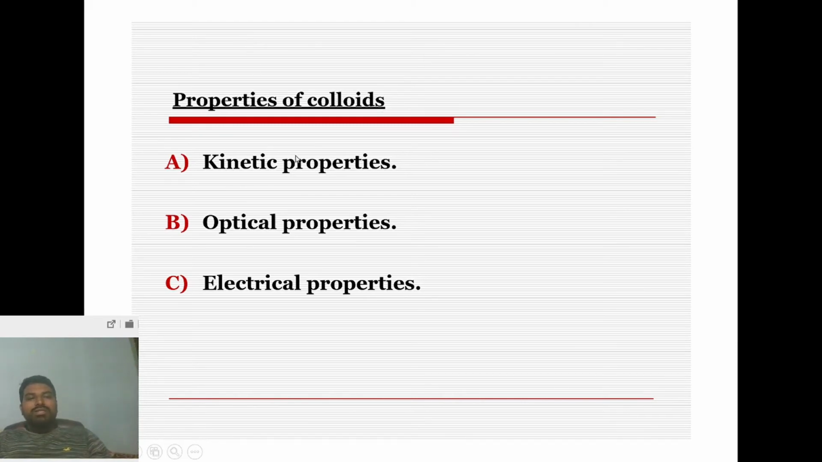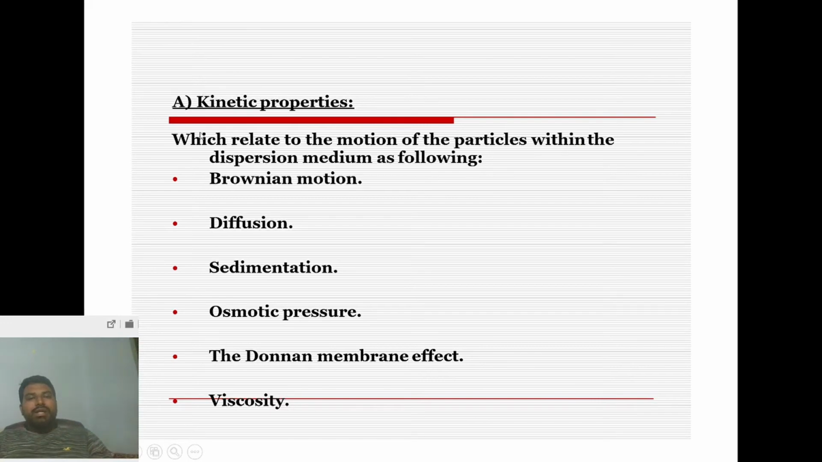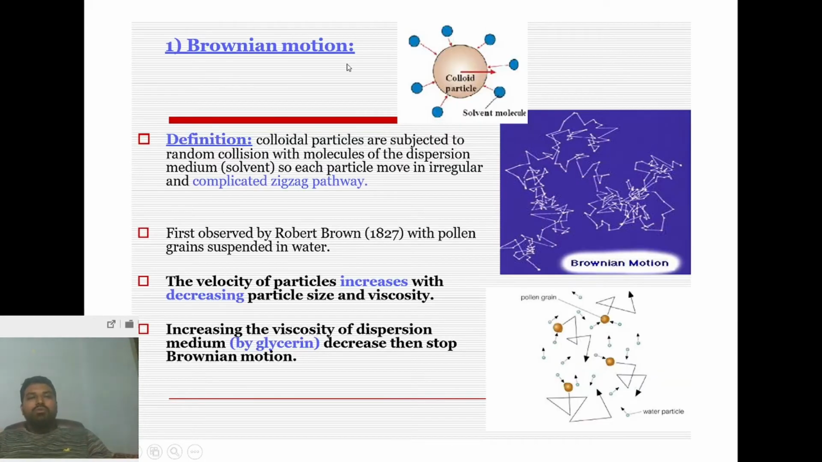Properties of colloids: kinetic, optical and electrical properties. Now we will study kinetic properties, which relate to the motion of the particles within the dispersion medium. These are Brownian motion, diffusion, sedimentation, osmotic pressure, the Donnan membrane effect and viscosity. Now, Brownian movement. What is Brownian movement? Definition: colloidal particles are subjected to random collisions with molecules of the dispersion medium, so each particle moves in an irregular and complicated zigzag pathway.